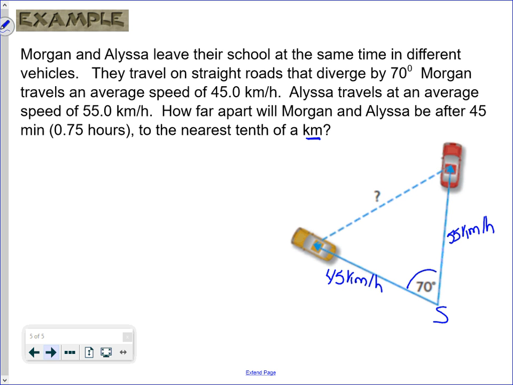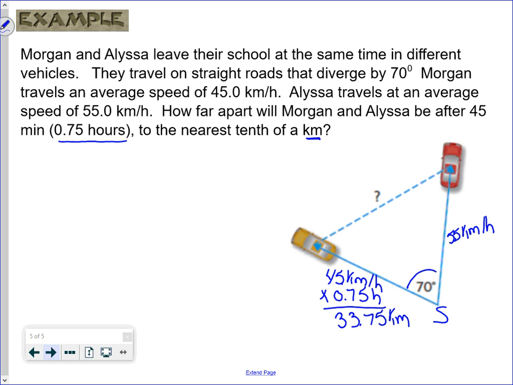So we want to be working in distances, in kilometers, but right now all we have is the speeds. So in order to find the distance or how far apart they're going to be, we need to use the 45 minutes or the 0.75 hours, and we need to multiply it by the speed that they're going, so the 45 kilometers per hour or the 55 kilometers per hour. When we do that, that will give us how far they have gone. So if we take 45 kilometers per hour and multiply it by 0.75 hours, we will end up with 33.75 kilometers. And that's what we're going to use for our cosine law.